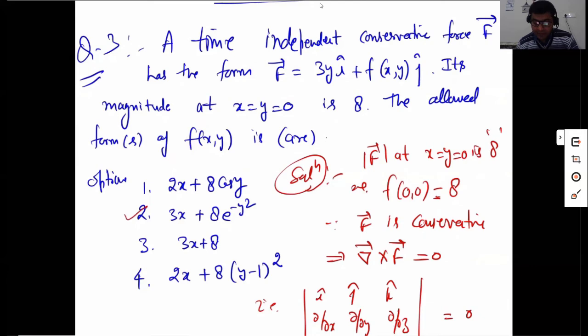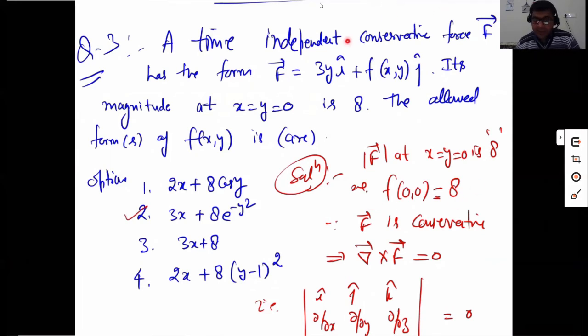So we have been asked to find the allowed forms of f(x,y). If you look here, the capital F at x equal to y equal to 0 is 8. So if I put y equal to 0 here, f(0,0) turns out to be 8. Okay, so this is the condition. In the options given, every option actually satisfies this condition, so we will not be able to find which form is valid from this condition. We need to explore something more.